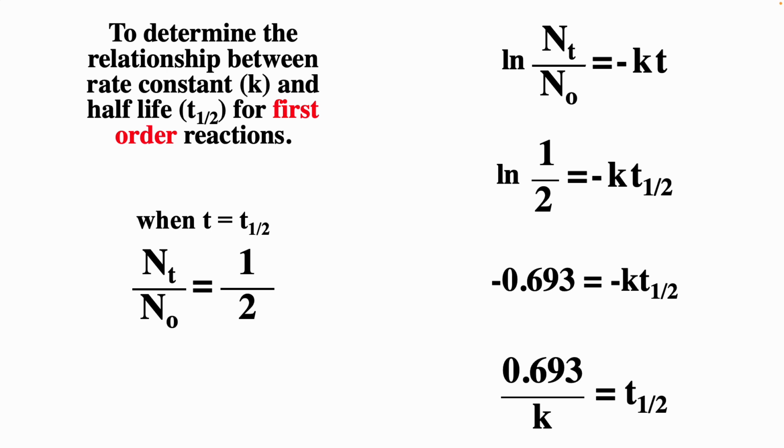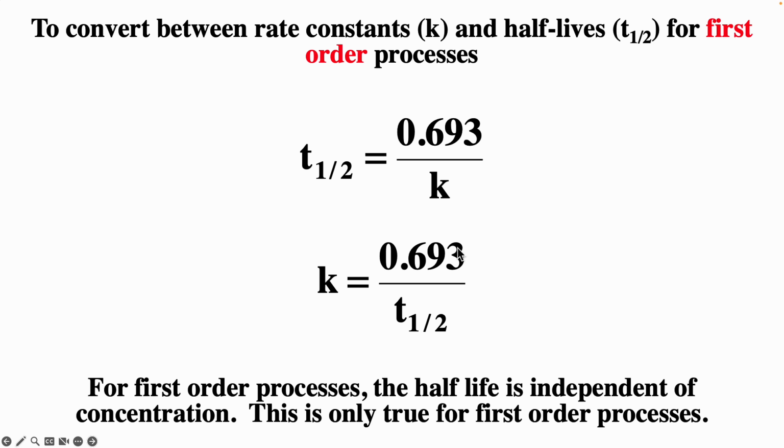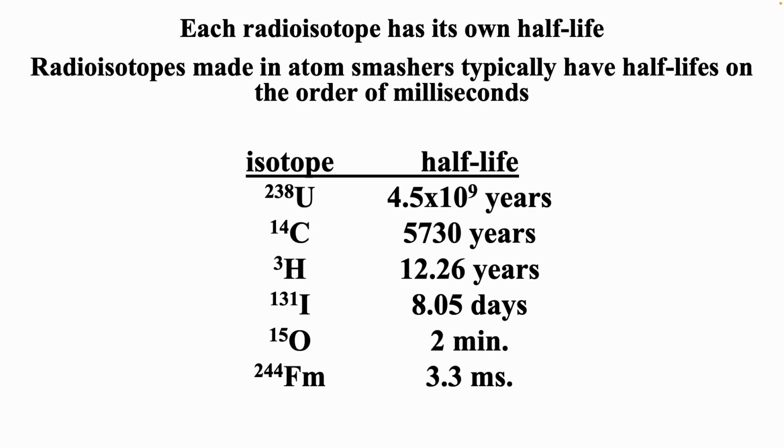And so often in terms of radioactive decays, it's given in terms of half-life, and to use these equations, we need to determine our k. And so if you have the half-life, 0.693 divided by half-life gives us k. The half-life is equal to 0.693 divided by k. And it's kind of interesting. Each radioisotope has its own half-life. They can range from billions of years in terms of uranium-238 to milliseconds in terms of fermium-244. Typically for the man-made isotopes like fermium, the half-lives are very, very short.